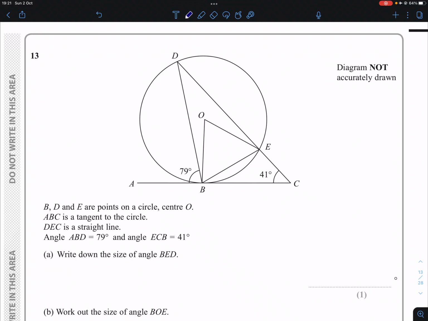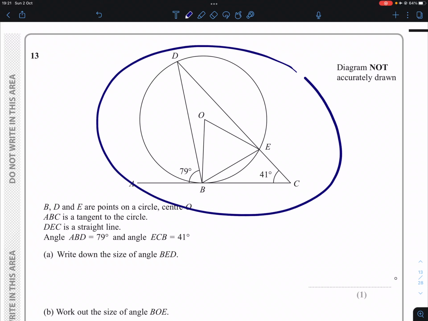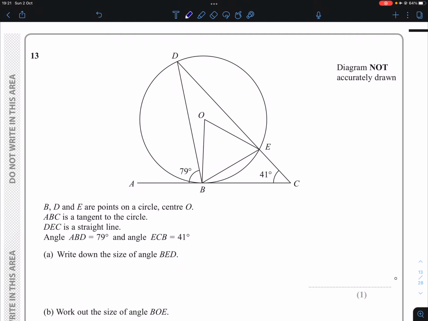Question 13, we have a circle with a bunch of straight lines making angles all over the shop. So this is a classic circle theorems question straight away. Which circle theorems are involved? Of course, we'll dig a little deeper for that.